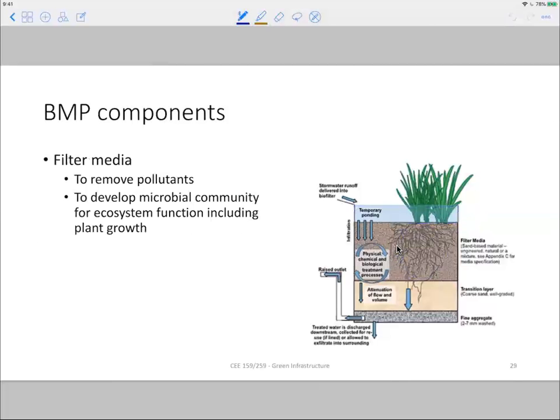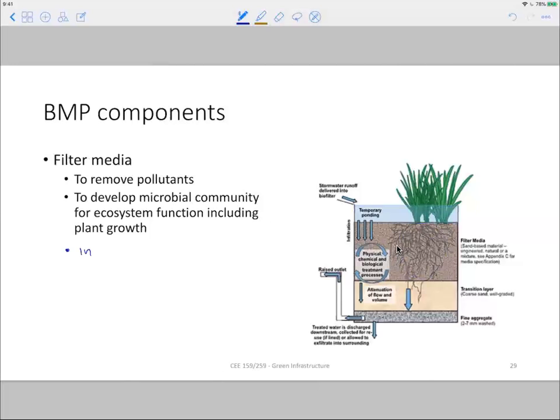The next one is filter media. This is the most important part of the BMP because this allows stormwater to move in. So it sets the infiltration capacity, how fast stormwater can infiltrate into the ground. Also, it sets the contaminant removal capacity. So there are different materials you can add into this filter media. You can add biochar, you can add... Mostly people use sand because it increases infiltration capacity.